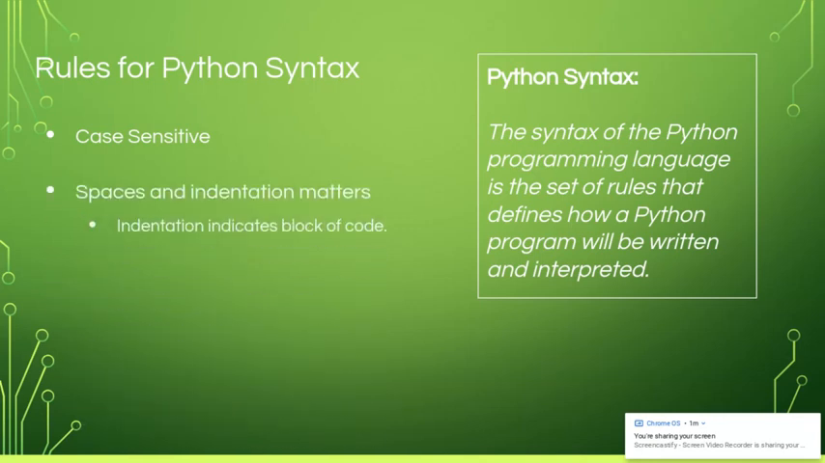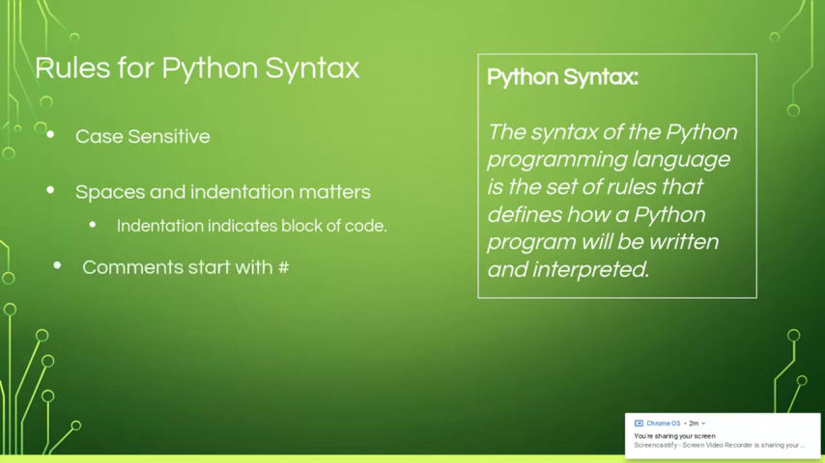Second thing is that spaces and indentations matter a lot. This is one of the very common errors, and mostly if you're giving some extra spaces at the start, you'll find an error if you have done indentation. You'll find an unexpected indent error. So indentation in Python indicates a block of code. So these spaces and indentation matter a lot.